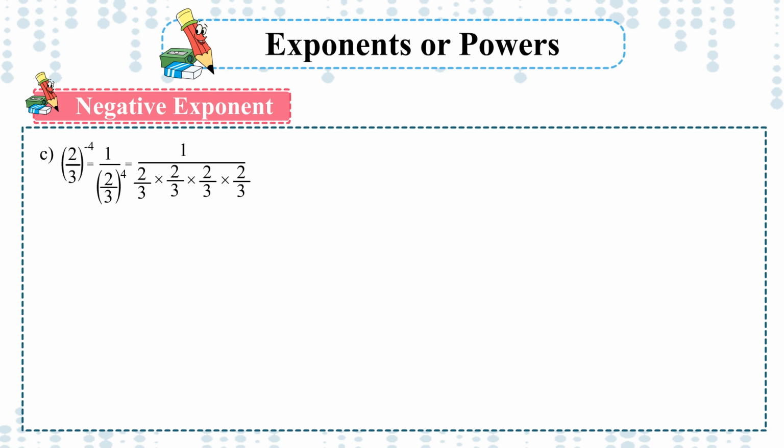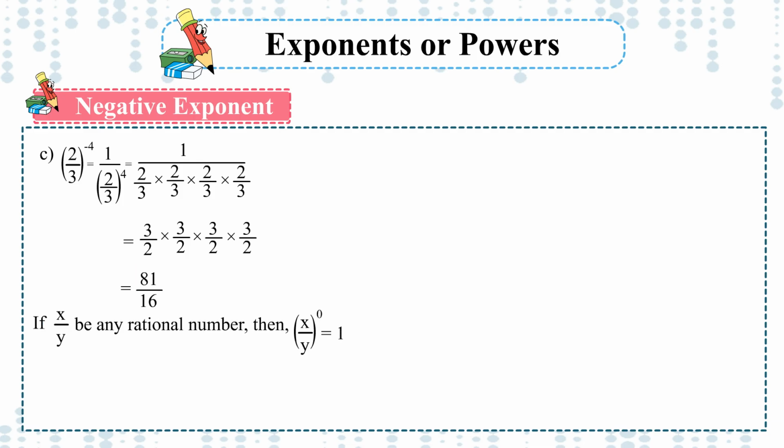to the power 4, which is equal to 1 over (2/3 × 2/3 × 2/3 × 2/3), which is equal to 3/2 × 3/2 × 3/2 × 3/2, which is equal to 81 upon 16.